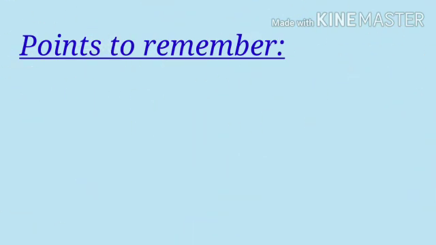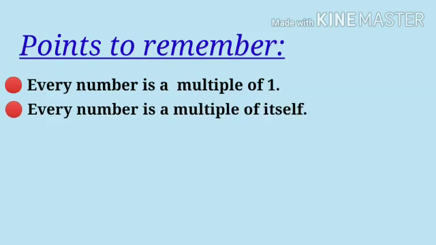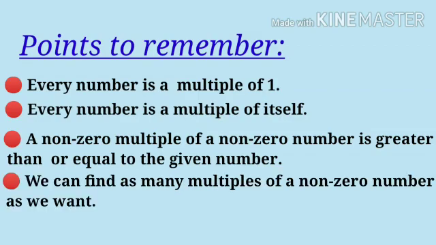Now let us learn some important points about multiples. So the first point is every number is a multiple of 1. Next point is every number is a multiple of itself. Next point, a non-zero multiple of a non-zero number is always greater than or equal to the given number. Clear?